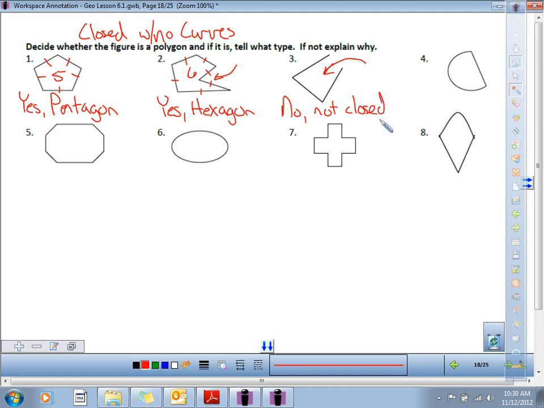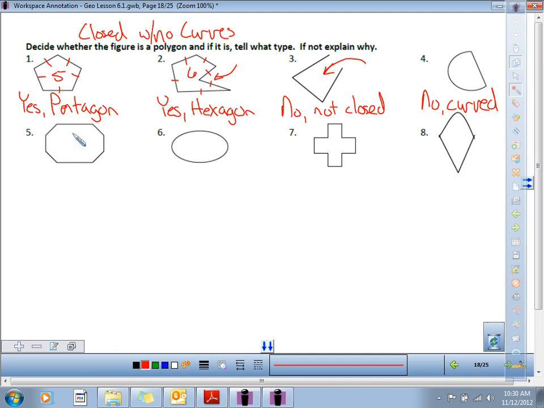Again, that's kind of a Mr. Dreher generic definition: closed with no curves. So we look. All right, if we look at 4, is that a polygon? Is it closed? Well, yeah, it's closed. Are there any curves? Yes, there's a curve. So is this a polygon? No. Explanation simple. It's curved.